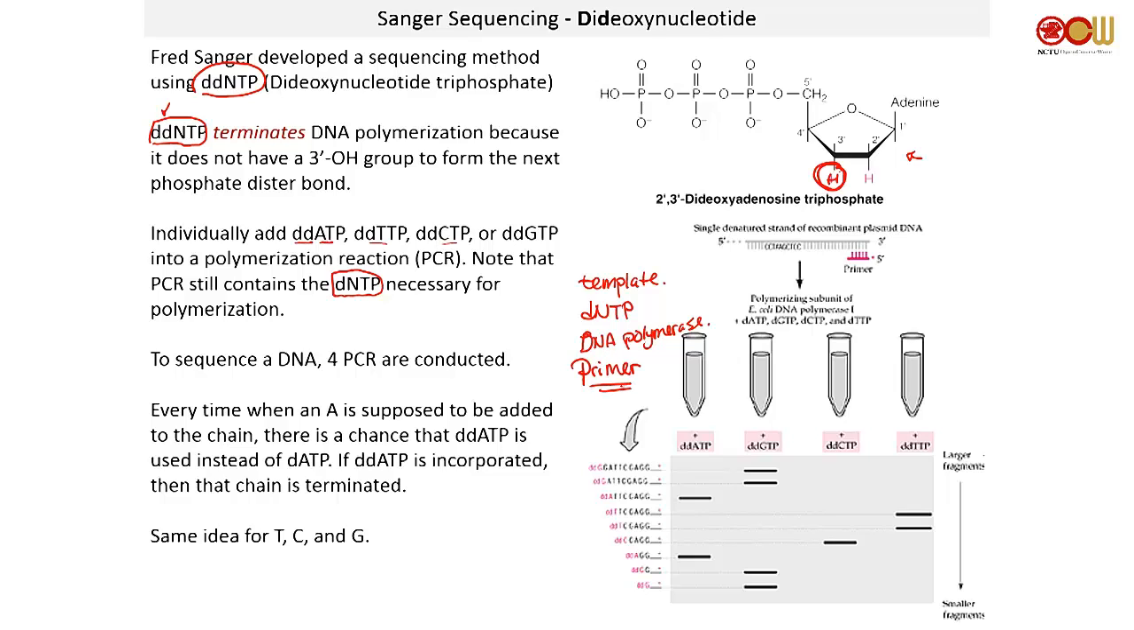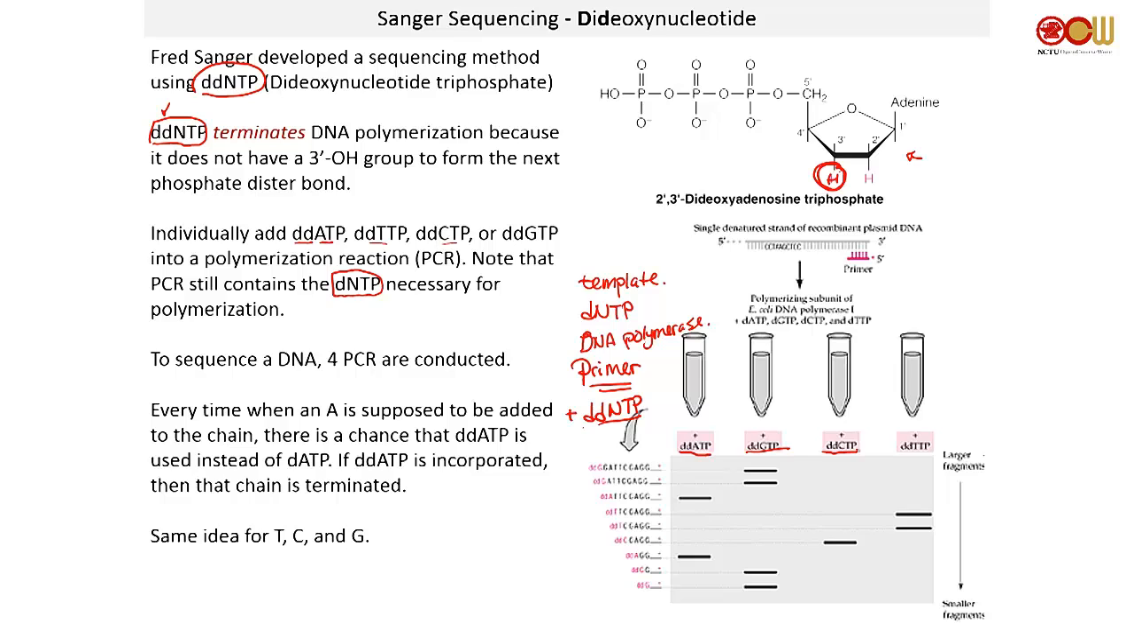In each of the individual reactions, you add a ddNTP. So in one reaction, you have ddATP. In another, you have ddGTP, and another, you have ddCTP, and so on. What happens is that the ddNTP will have a chance, and of course, everything is a chance, to substitute for the dNTP that was supposed to go in that position.